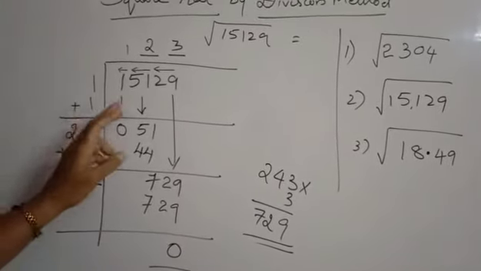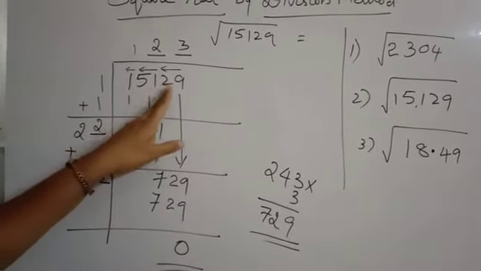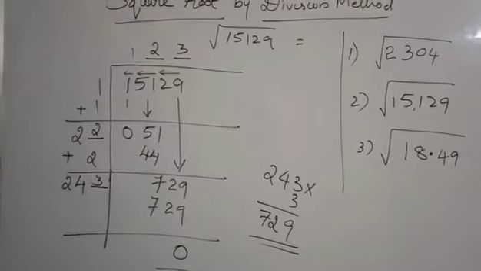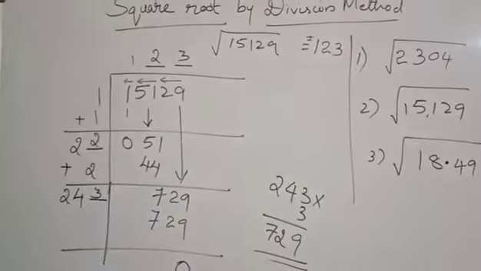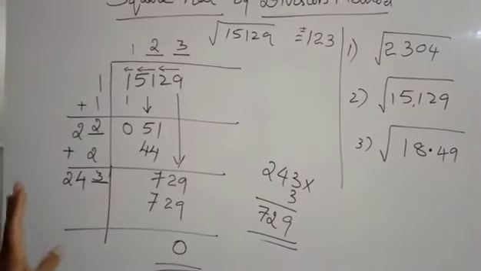So the square root of 15,129 is equal to 123. This is how you have to find the square root by the division method.